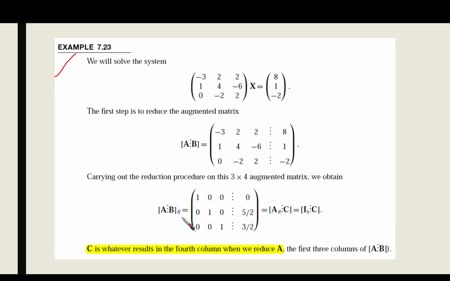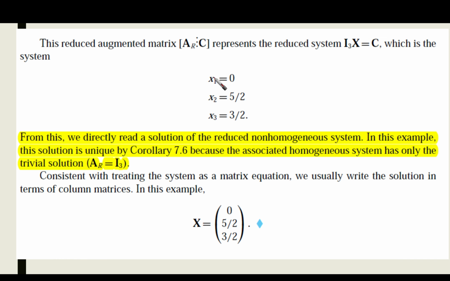This is the advantage of having our system reduced. We're not going to solve anything. We can read the solution directly. After making the reduction, we can read the solution of the system directly from the reduced form. Okay, so now we have read it and we have obtained x1, x2, and x3. From this we directly read a solution of the reduced non-homogeneous system.